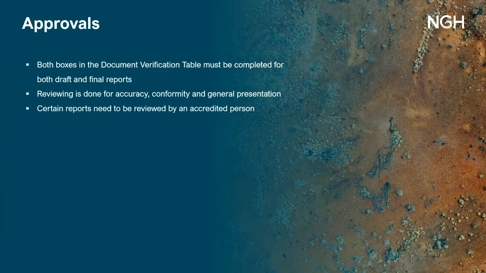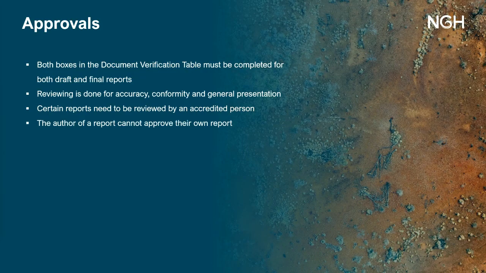For certain reports, the approver needs to be an accredited person. For example, an EIS requires a New South Wales Planning Certified Registered Environmental Assessment Practitioner, and BDARs require an accredited BAM assessor. Check with your regional manager to ascertain the most appropriate person to approve your report.